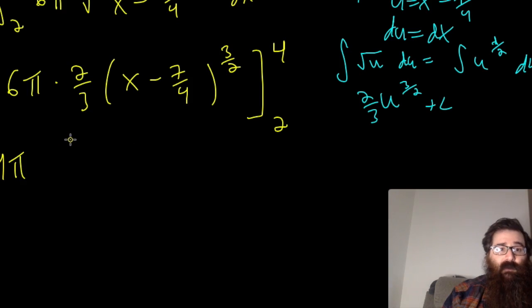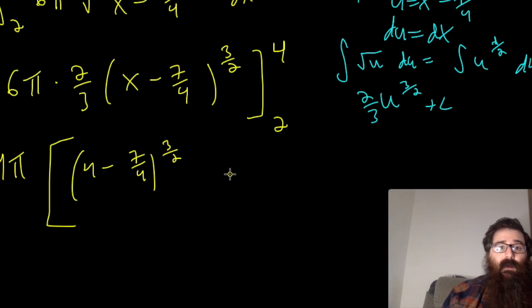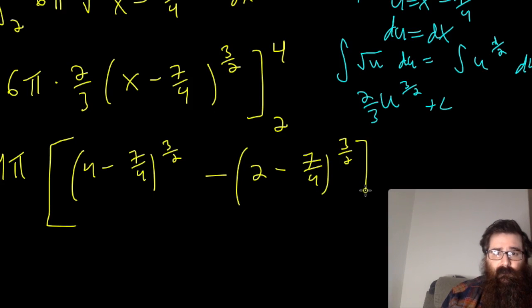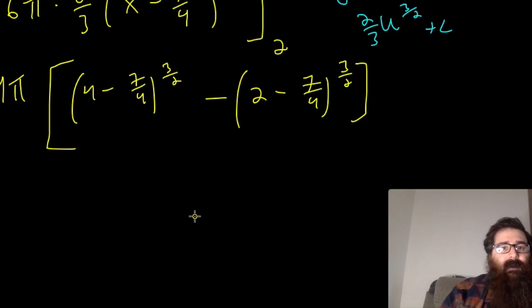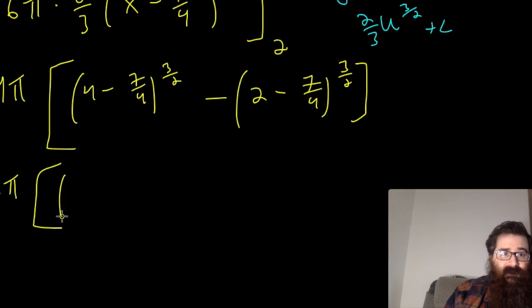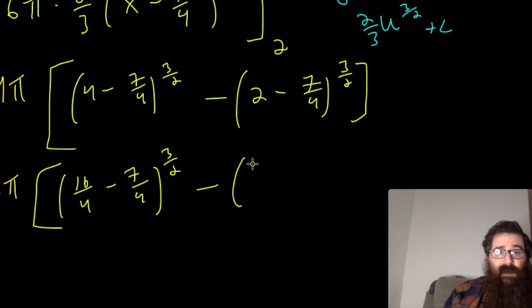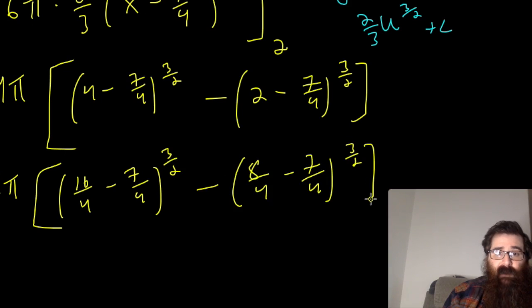And then from there I want to evaluate. So let me do the evaluation now. Plug in 4 for x, plug in 2 for x, and subtract in between. So that's 4 minus 7/4 to the 3/2. Minus, we have 2 minus 7/4 to the 3/2. Get a common denominator. So here 4 is 16/4 minus 7/4, looks kind of familiar, to the 3/2, minus 2 is 8/4 minus 7/4 to the 3/2.